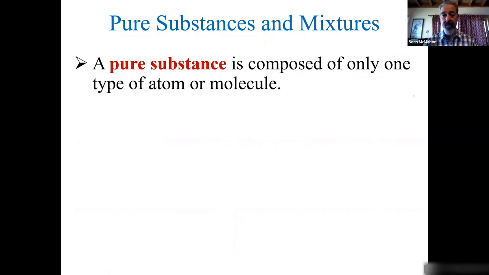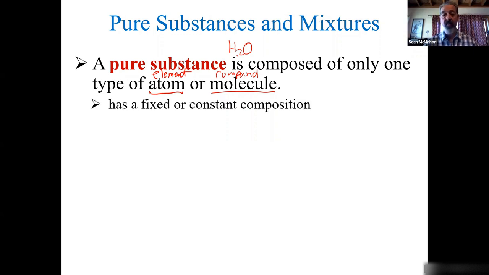So pure substances versus mixtures. Again, a pure substance is composed of only one type of atom or molecule. I said atom was the singular of an element. Molecule is the singular of a compound, right? So earlier I had written H2O. H2O is a compound. I could have pure water. I could purify water, and it would just be a bunch of water molecules together. So the molecule is the singular to the plural of a compound.